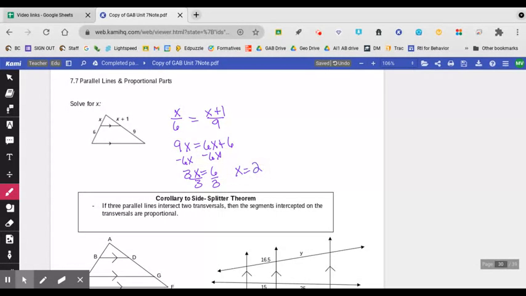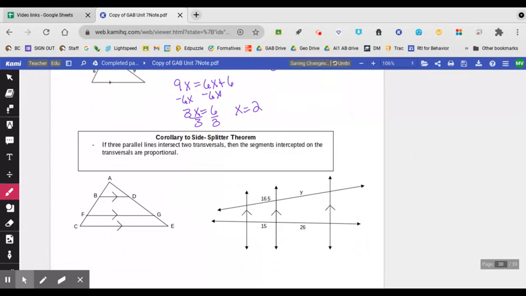So why we're reviewing the side splitter theorem is because today we're going to talk about the corollary of the side splitter theorem. And the corollary says if 3 parallel lines intersect 2 transversals, then the segments intercepted on the transversals are proportional. So here we look at that this is a triangle, and I have 3 parallel lines. This would be bisected, or not bisected, but intersected, so that AB to BF is equal to AD to DG.